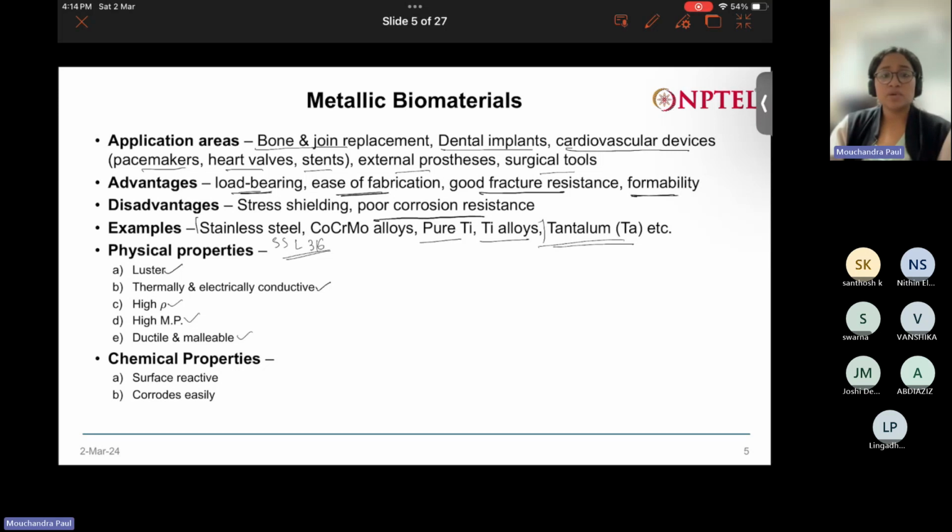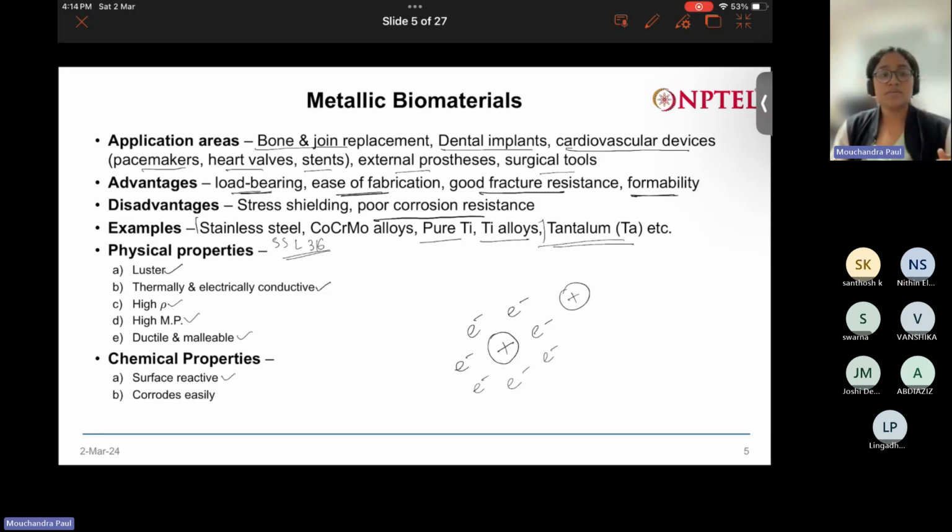Then there are various chemical properties as well. Metal surfaces are highly reactive. If you remember, during our last session I told you how metallic bonds are there in metals, where there is a core of a cation and surrounding it there are electrons. And these electrons basically act as glue to hold the surrounding cations. Now, these electrons can freely move. They are not covalently bound like it is seen in polymers.